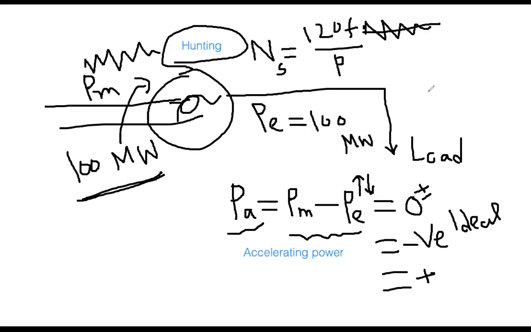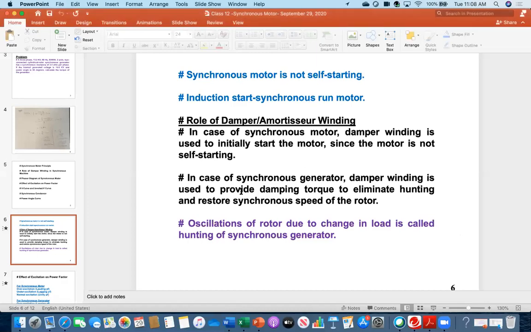That is a different talk, we will not be going there. But at this point, you just need to know what hunting is. And then to eliminate that hunting, as I was telling, damper winding is used. In a synchronous generator, damper winding is used to provide damping torque to eliminate hunting and restore the synchronous speed of the rotor. Because hunting is the oscillation of rotor speed due to change in load, with the help of damper winding we can eliminate it. That's why damper winding is used in both the synchronous generator and the synchronous motor.